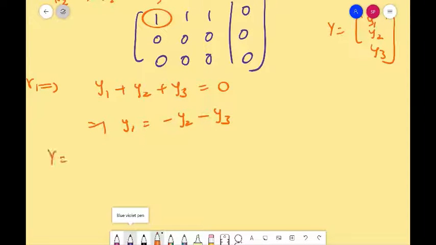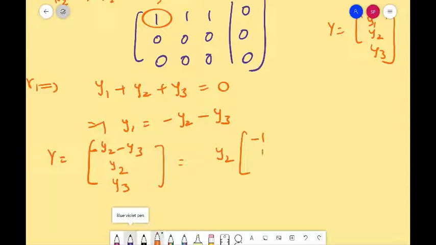Then y1 is minus y2 minus y3. Then y2 will be as it is, y2. You can't get one more formula. Similarly, y3 is also the same. So this is y2 and this is y3. This you can write as y2 if you take common, minus 1, 1, 0, plus y3 into minus 1, 0, 1.